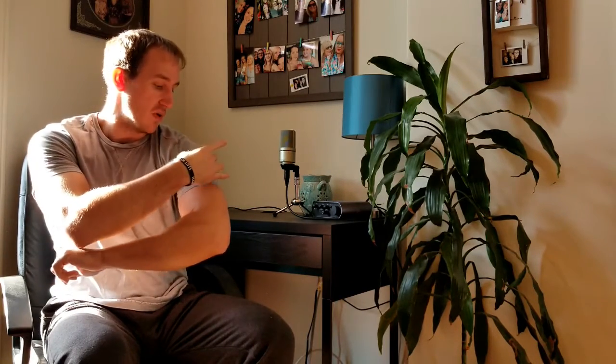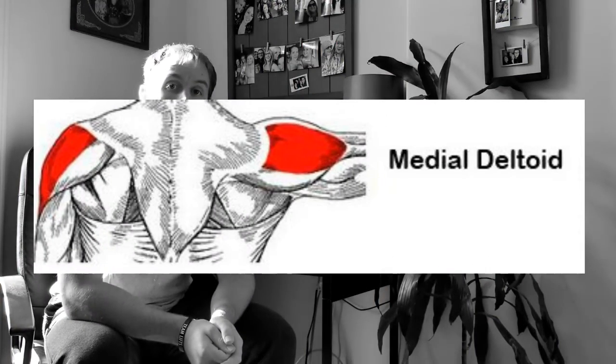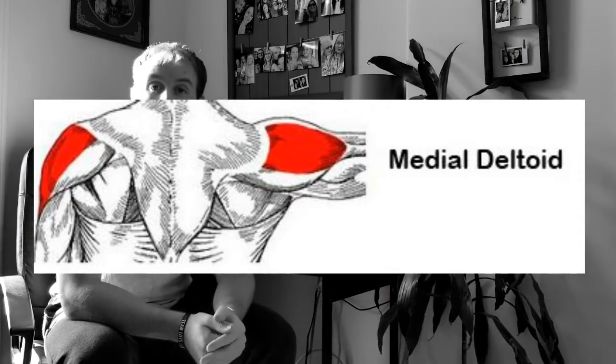So the second muscle of the shoulder is actually the medial delt or the side delt, and that's actually more towards the center of your shoulder, and it actually originates in the top of the scapula and also inserts into the humerus. And actually a nice, well-rounded side delt can give a lot to your physique.